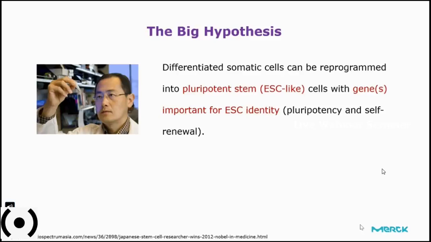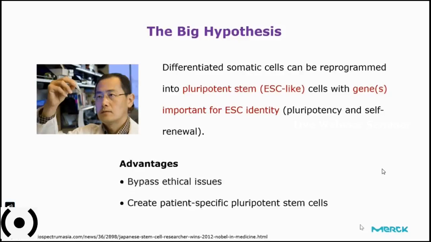Right? So Yamanaka gave this hypothesis, and he thought that if this hypothesis proved right, there would be two big advantages. First, there would be no embryo requirement, so we can bypass the ethical issues. And we can create patient-specific pluripotent stem cells, right? Suppose a person has cardiovascular disease. You can take the normal body cells of the cardiovascular patient and convert them into pluripotent stem cells, and then these cells can be converted again into heart cells. So you will have patient-specific pluripotent stem cells to study, right?